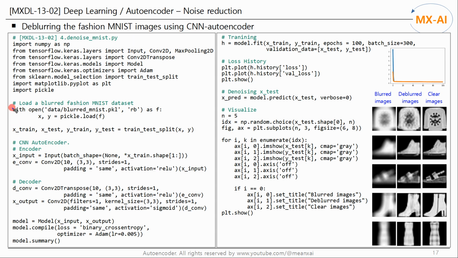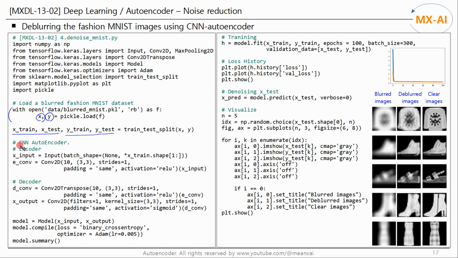Read the previously saved dataset. Data X is a set of blurred fashion-MNIST images, and data Y is a set of the original clear images. We feed the blurred images X into an autoencoder model and train the model so that the outputs Y hat are as similar as possible to the clear images Y. Split this dataset into training data and test data.